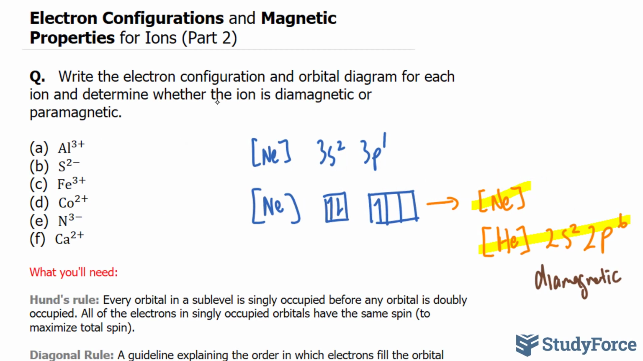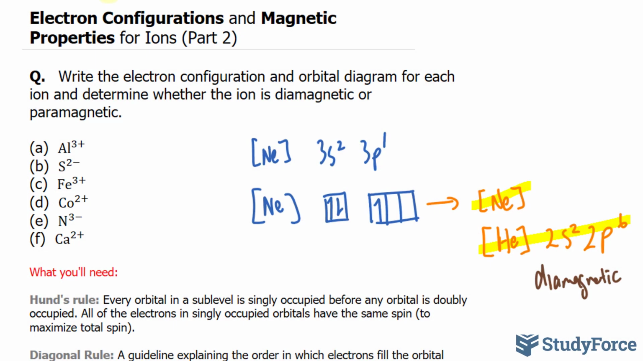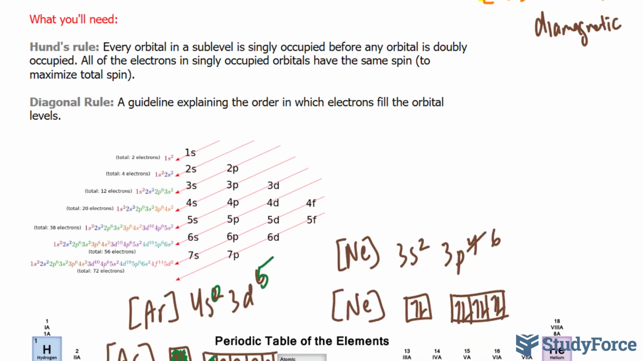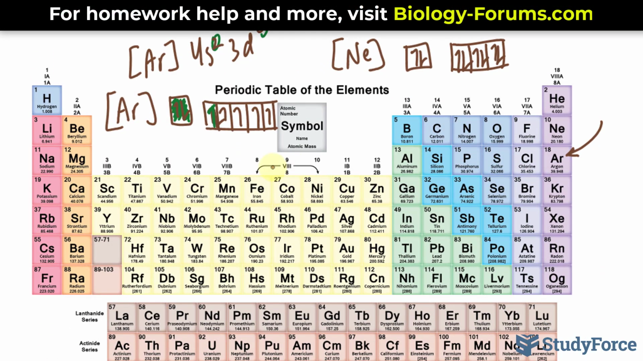In part 2 of our lesson, where we write the electron configuration and magnetic properties for ions, we left off with question D. In question D, we have the cation cobalt with a charge of 2 plus. That means it has lost 2 electrons. Let's go ahead and locate that on the periodic table.